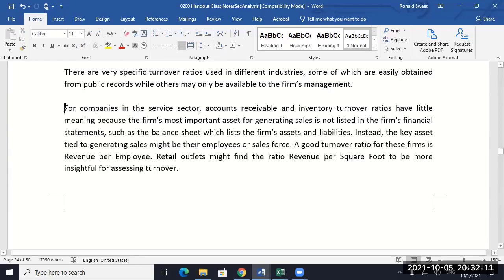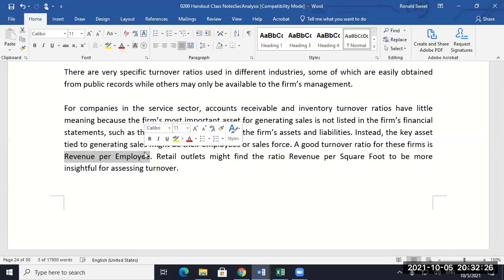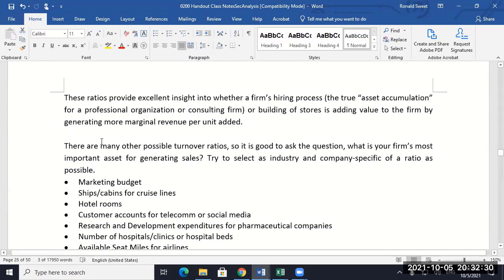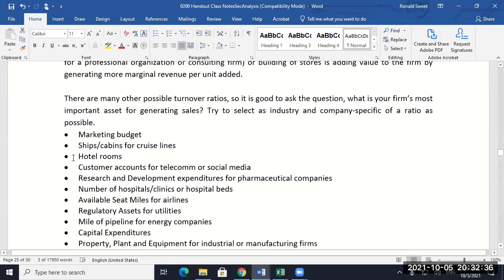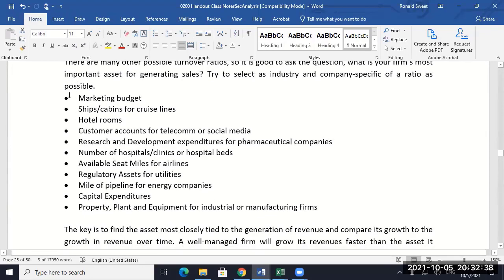But what if you're in the service sector? Inventory turnover doesn't make much sense if you're in the service sector. So you have to find other things. Revenue per employee is a really good one. If you're doing Accenture or NVIDIA, those types of firms, revenue per employee is a really good one to do. So how good are they managing these processes? Let's look at some of the ones you'd be interested in.